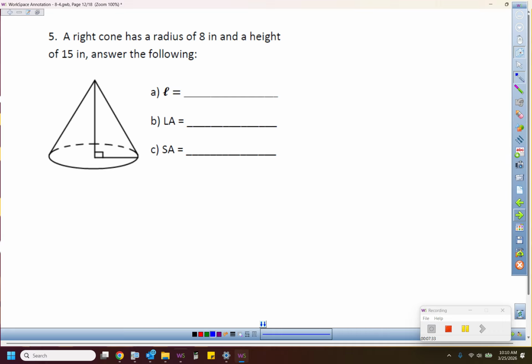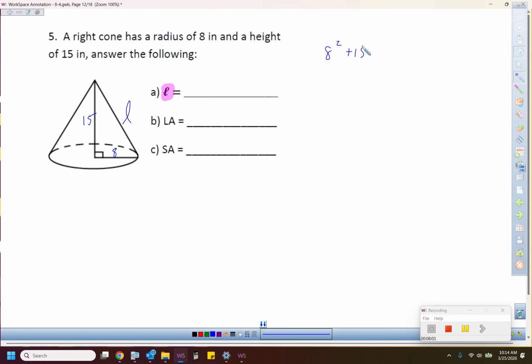So check this guy out. The right cone has a radius of 8 inches. Let's put that in the picture. And a height of 15. Find the following. Holy cow, what does that thing say? Slant height. Cool, we'll put him in the picture. And here's where we've got to do the Pythagorean theorem because we have that right triangle. So we'll show that work. Remember the hypotenuse goes all by himself.